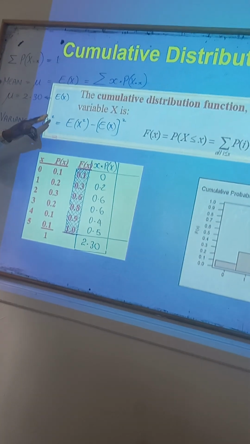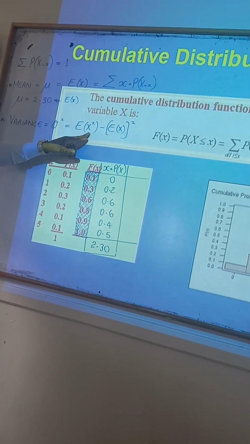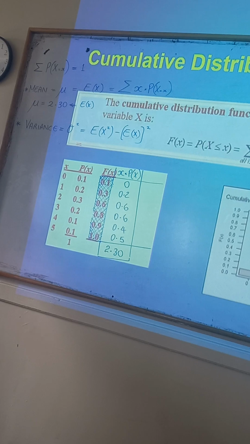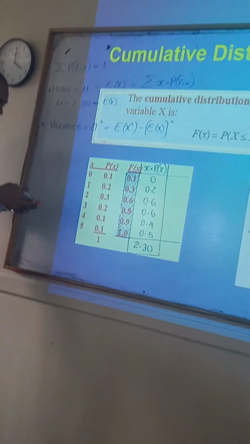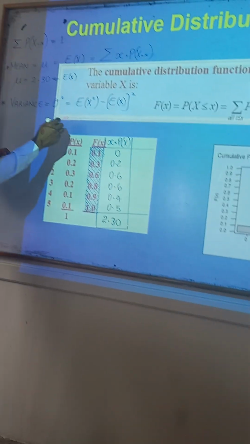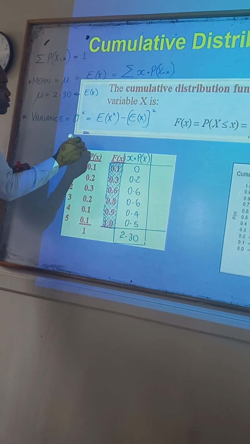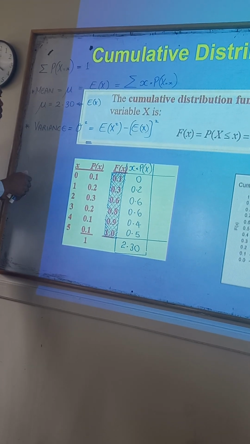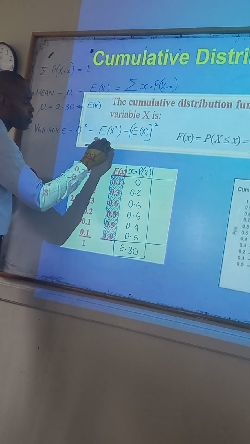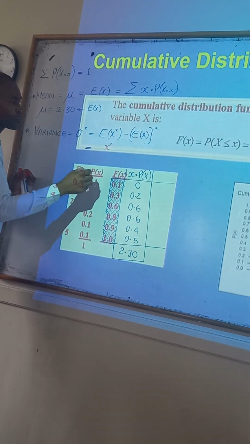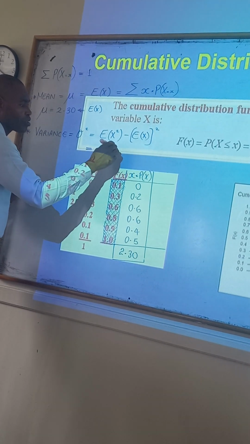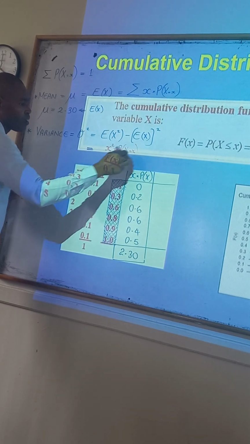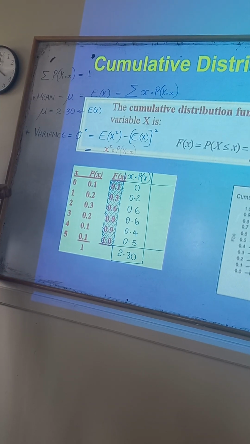If we want to find the expected value of x squared, we're going to take the x squared value and multiply by the probability. So we need to find the expected value of x squared. That means we take our squared x value and multiply by the probabilities. And then we add them up.